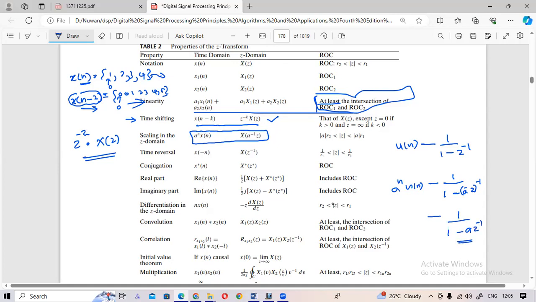Check it, we have learned this. We used this, I think, for the previous one. For the previous question, we found the Z transform of exponential terms multiplied by u n. So you can use this property for that question also.